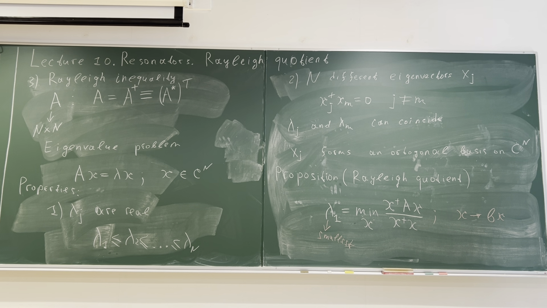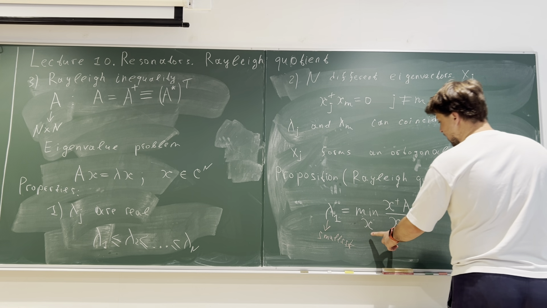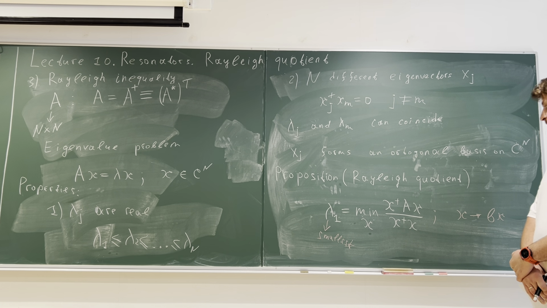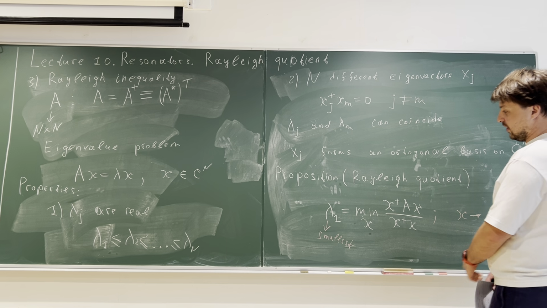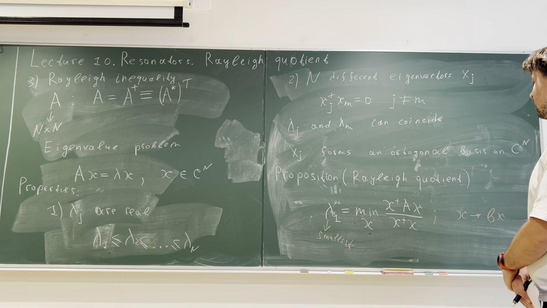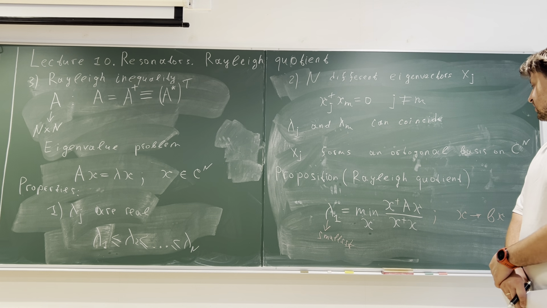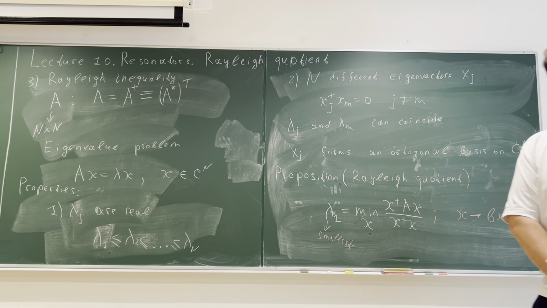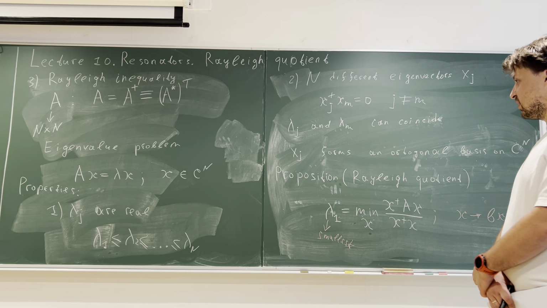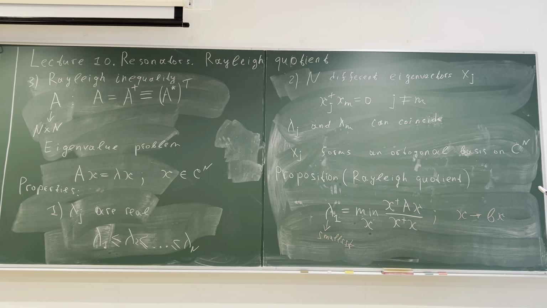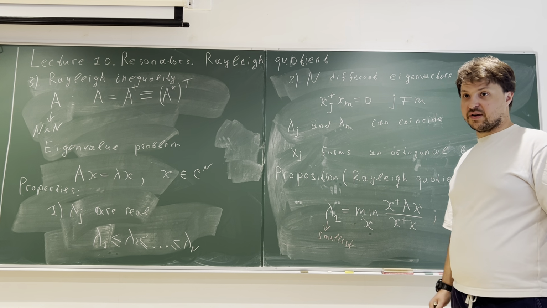Should we discuss it, or should we prove it? So what we do, we take any x from Cn, and then for any x from Cn, lambda 1 will be smaller than this thing. And this is a way to estimate the first eigenvalue. So you can take an arbitrary x that belongs to Cn, and then you will get some estimate. And of course, it depends how nice this estimate will be, but still. And of course, you will get the minimum when you take x as eigenvector.